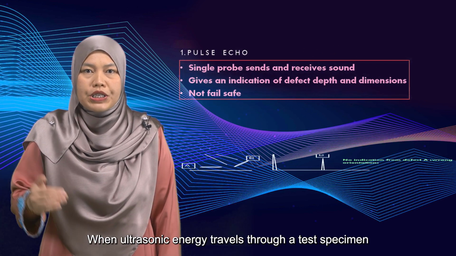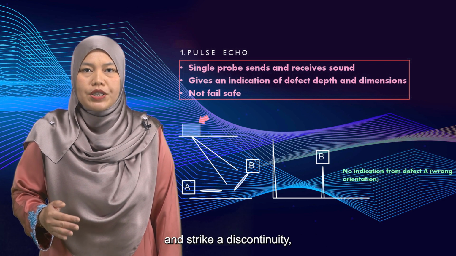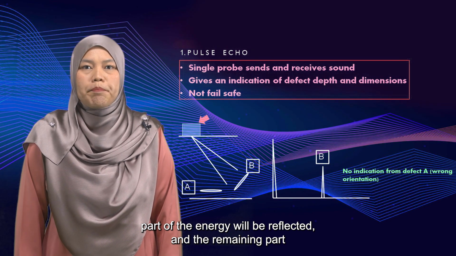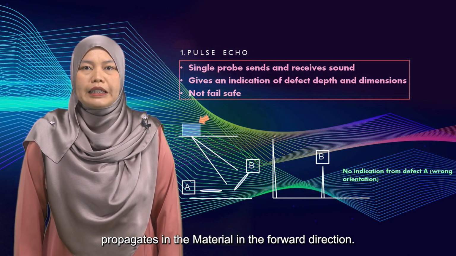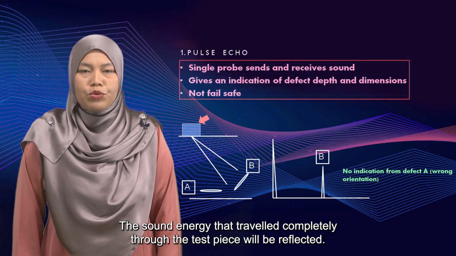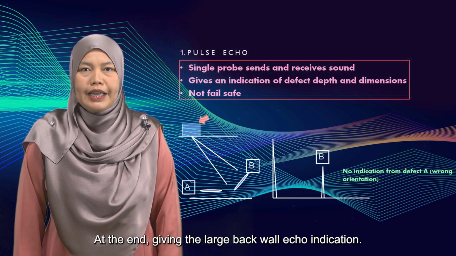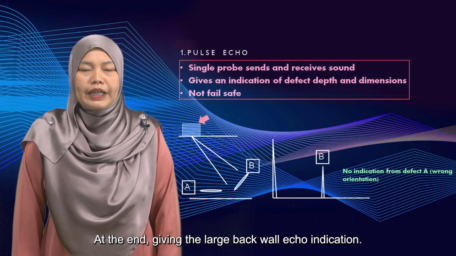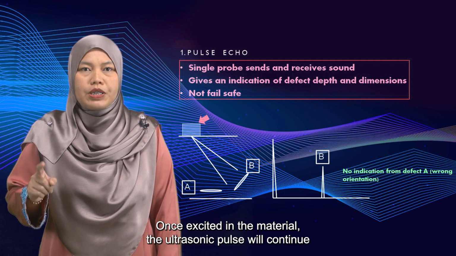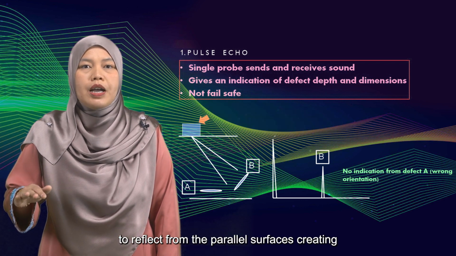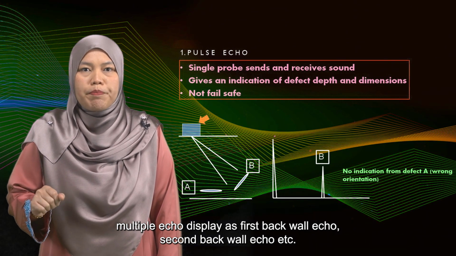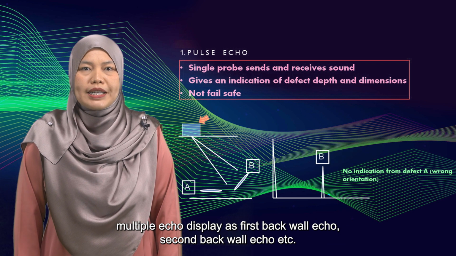When ultrasonic energy travels through a test specimen and strikes a discontinuity, part of the energy will be reflected and the remaining part propagates in the material in the forward direction. The sound energy that travels completely through the test piece will be reflected at the end, giving the large back wall echo indication. Once excited in the material, the ultrasonic pulse will continue to reflect from the parallel surfaces, creating multiple echo display as first back wall echo, second back wall echo, etc.